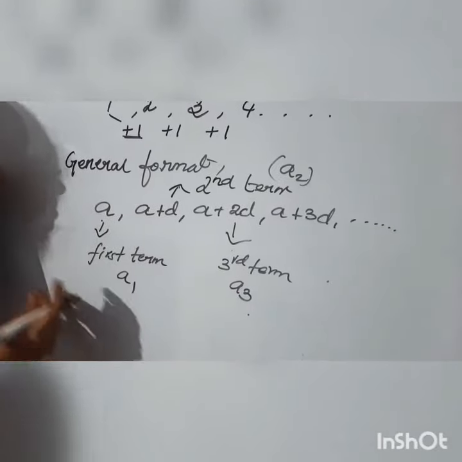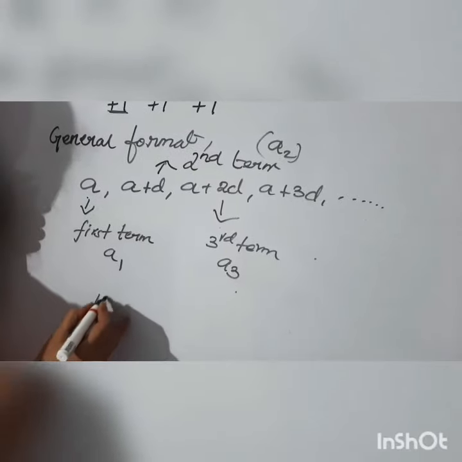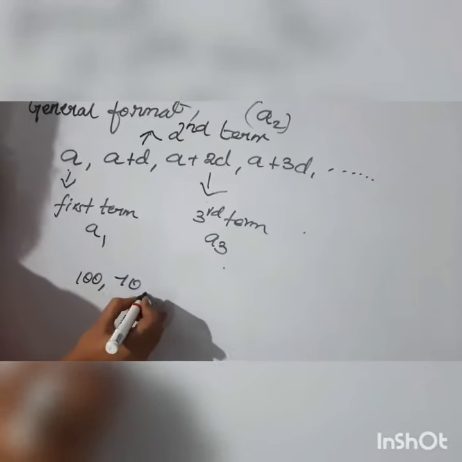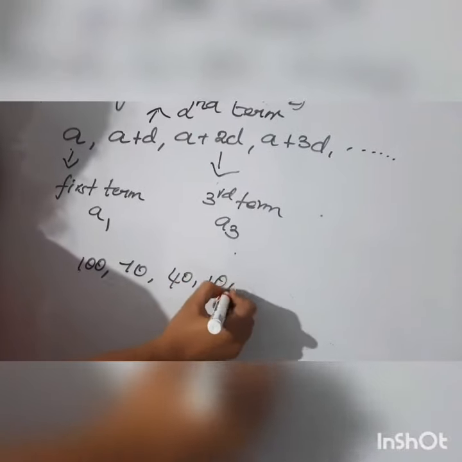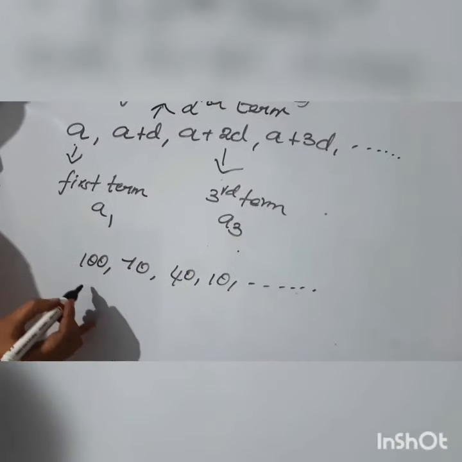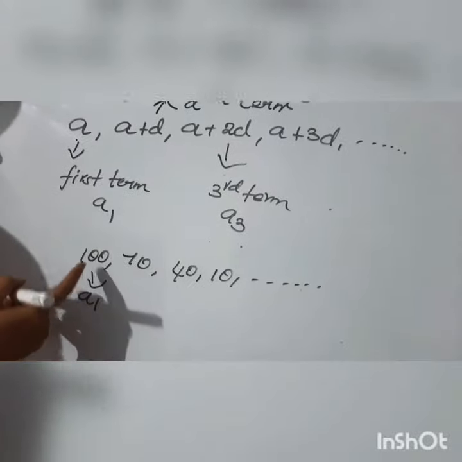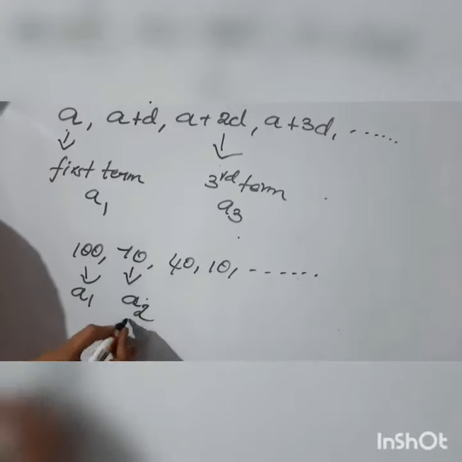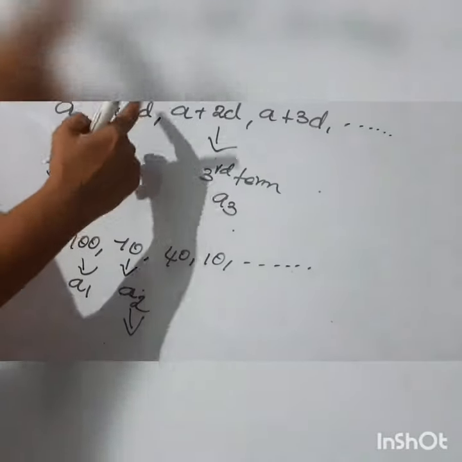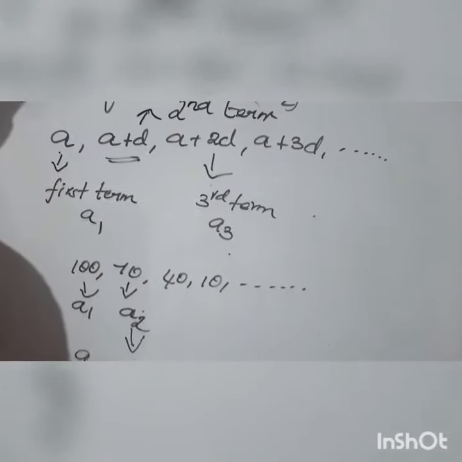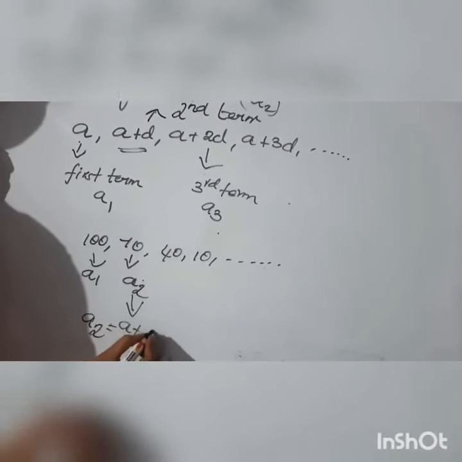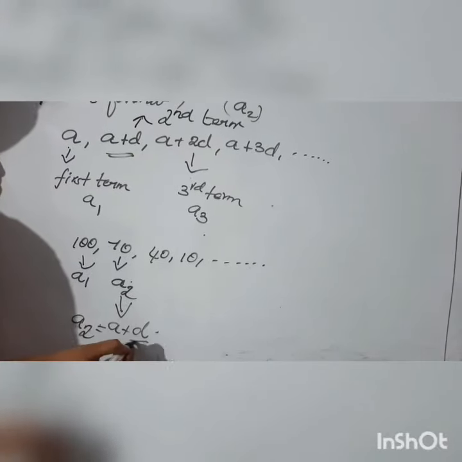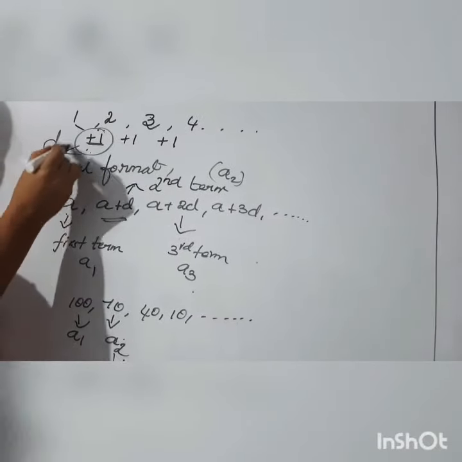Now, check the second example on page number 95. That is the series of numbers 100, 70, 40, 10, etc. So here what is the first term? First term here is 100. What is the second term? Second term here is 70. How will we represent the second term as per the general format? General format for the second term A2 is nothing other than A plus D. So what is D here? In the first example, what is the D? The common number which is added to every preceding number is D.